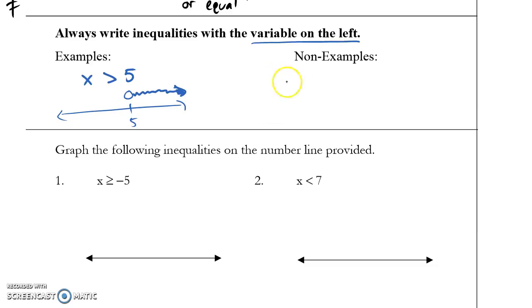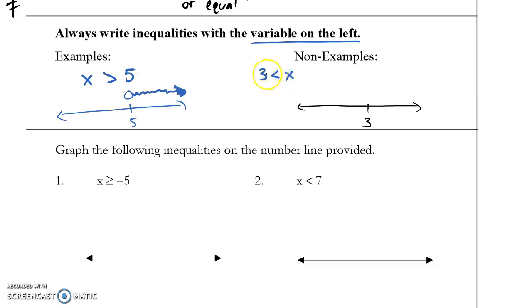A non-example would be something like if I had my x, but it was on the wrong side. I had something like 3 is less than x. I can't use the arrow at this point. I can only use the arrow for my shading, for what direction to shade in, if the variable is on the left. I do know I'm going to have 3 on my number line. That's the number we're focused on.